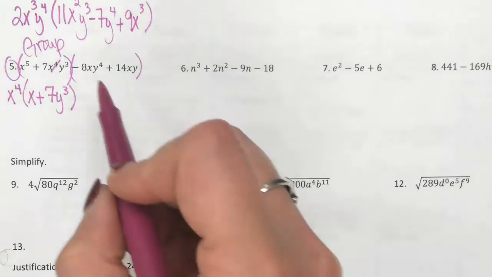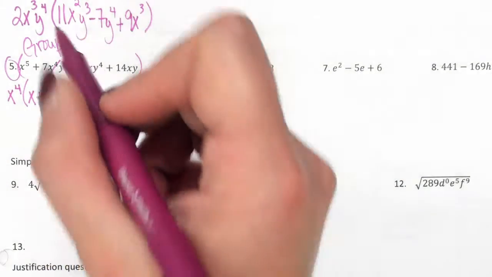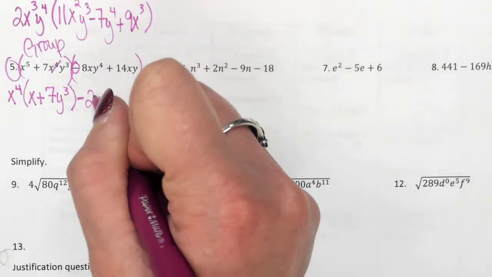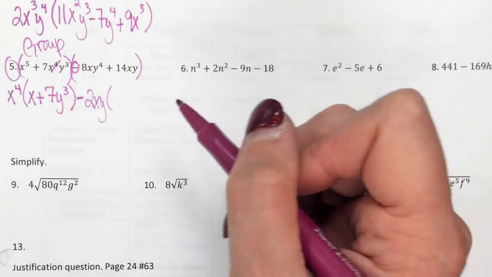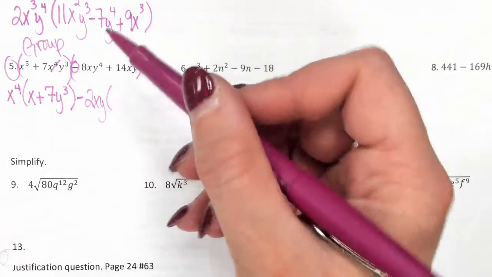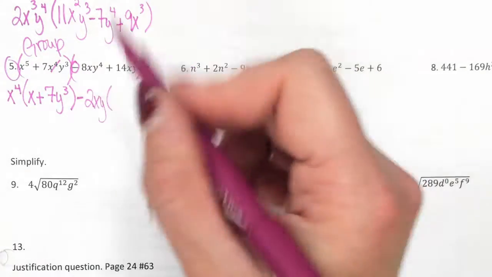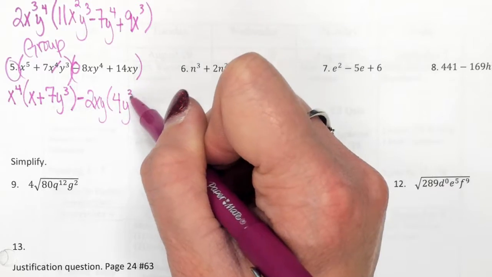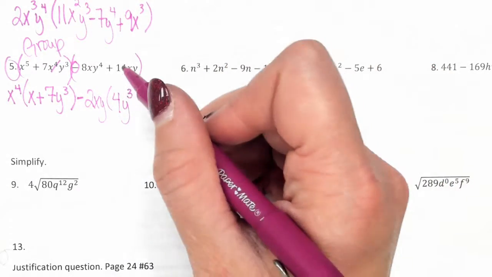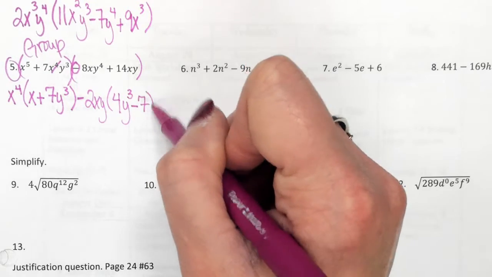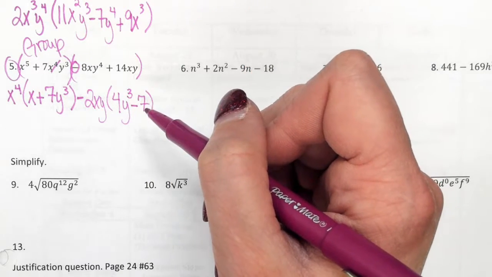All right, what about 8 and 14? What do they have in common? There you go. Negative 2 and then xy. Very good. So what's negative 8 divided by negative 2? 4. You took out the x. You took out 1 y. You got y to the 3. There you go. 14 divided by negative 2? Negative 7. And you took out your x and your y.